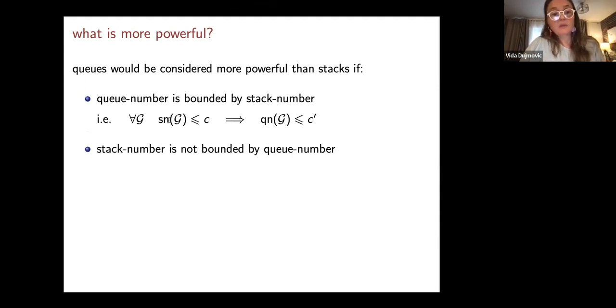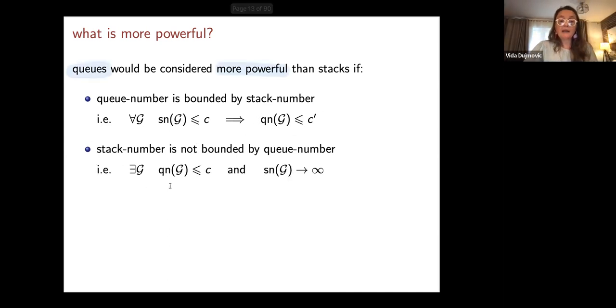So again, to be more specific, it's exactly what I said. Whenever stack number is constant, I want to prove that the queue number is constant. But on the other hand, there is a family for which queue number is constant, but stack number is unbounded. In that case, I would say that queues are more powerful. I can do with queues always as well as with stacks. That's loosely what I'm trying to say.